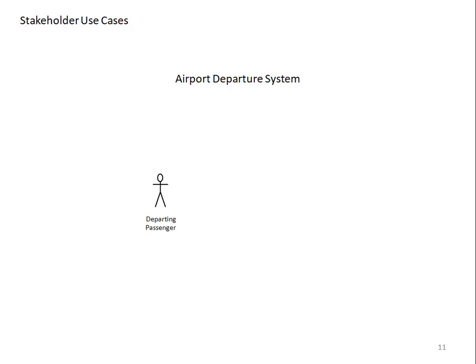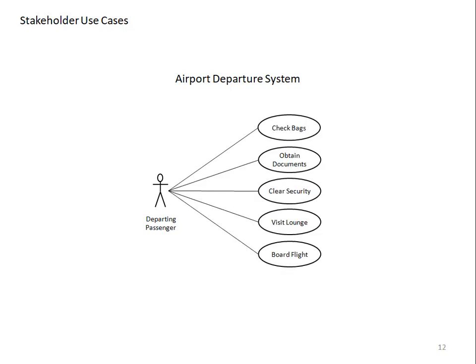And what does that system look like as you go through? Well, we could say that the system includes checking bags and obtaining documents and clearing security and visiting the lounge and ultimately boarding the flight. So that's one way to view it, but is this the right combination of processes? Could I have done a different list? Could I have put some of these things together?